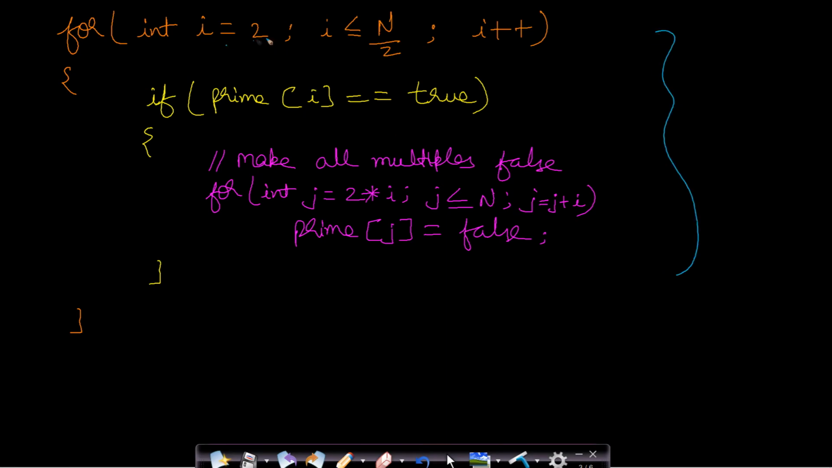We have i equals 2 to n by 2, and I already explained why we will go to n by 2 only. Then if prime at i is true, that means the current number is a prime number, then we will make all the multiples of that prime number false, because all the multiples will have this prime number as a factor, and so they will be non-prime. So this is a simple implementation. Actually we can improve the time complexity of this simple implementation. Now let us see how we can improve this algorithm.